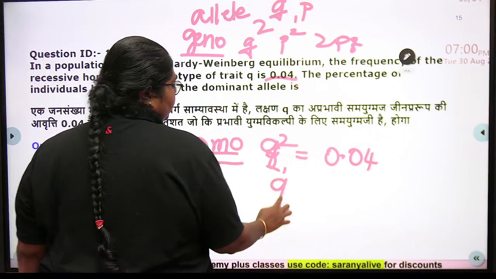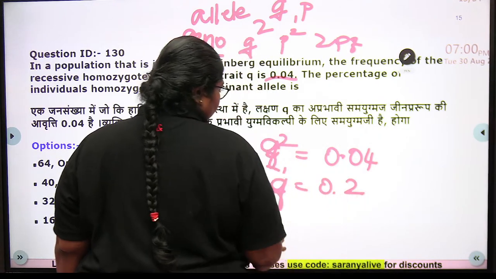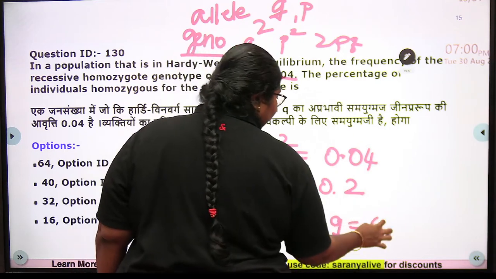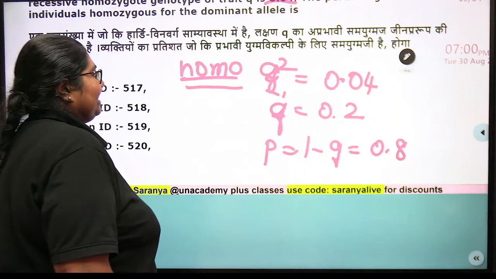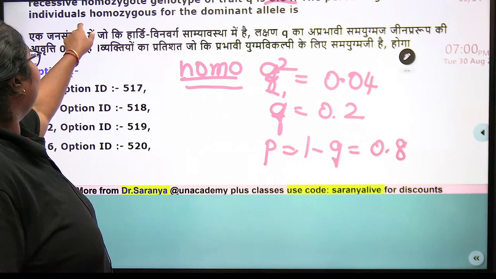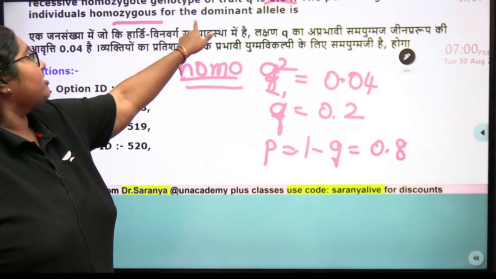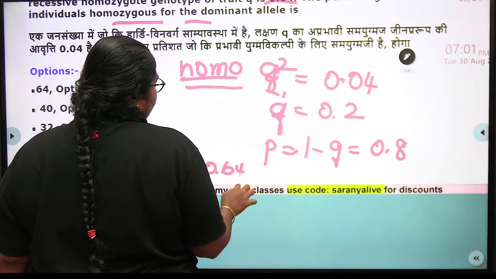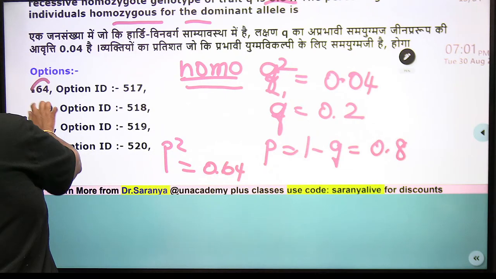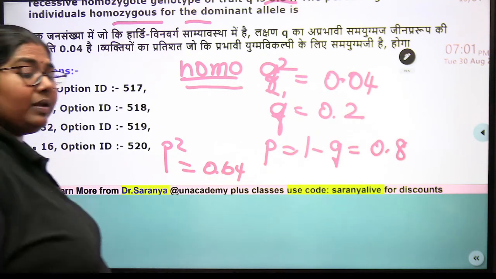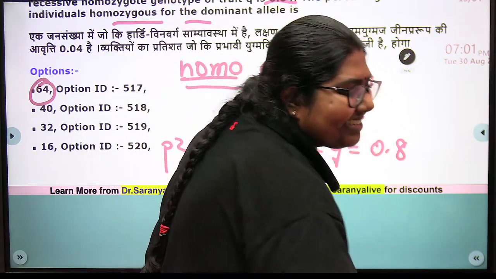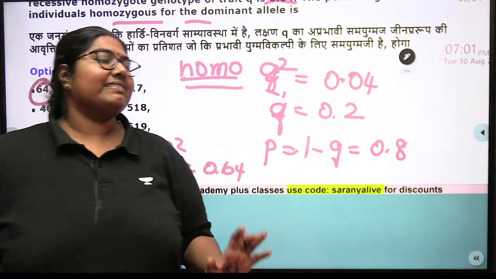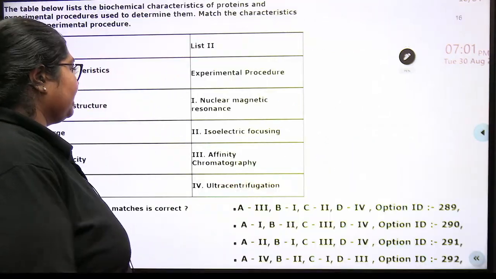So what is Q? 0.2. What is P? 1 minus Q. So that is going to be 0.8. Got it? Right. Fine. So now they have asked about the homozygous dominant allele. So P squared. P squared is 0.64. Okay, if it is for 100, it is going to be 64. Such a simple question. You will not believe your eyes that such questions still exist on this planet. Yes, 2022 question. Definitely the CSIR trend is there. You cannot ignore the trend.